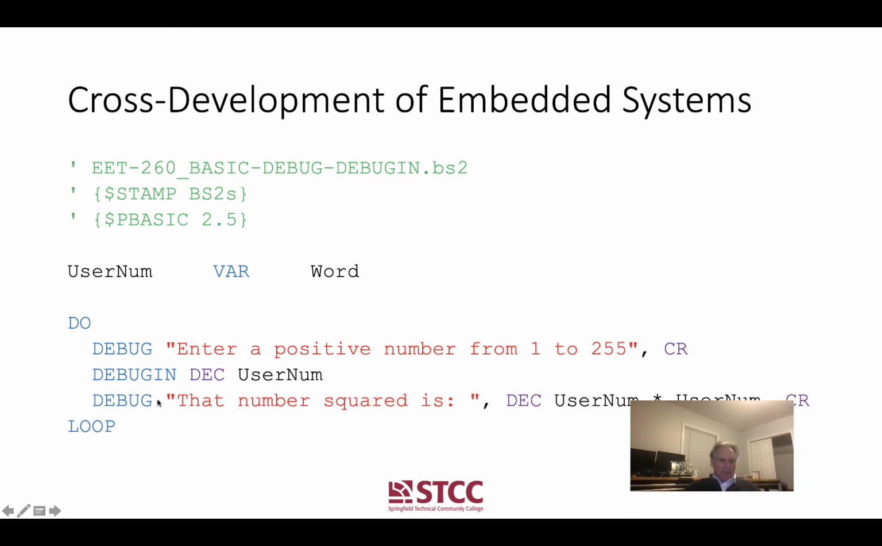The next statement that will execute will be a debug statement. It says that number squared is colon space, so that's in quotations. That's going to appear in the blue pane, and it'll type out dec usernum times usernum comma carriage return. So it's going to multiply the usernum by itself and print it out in decimal, and then print a carriage return.